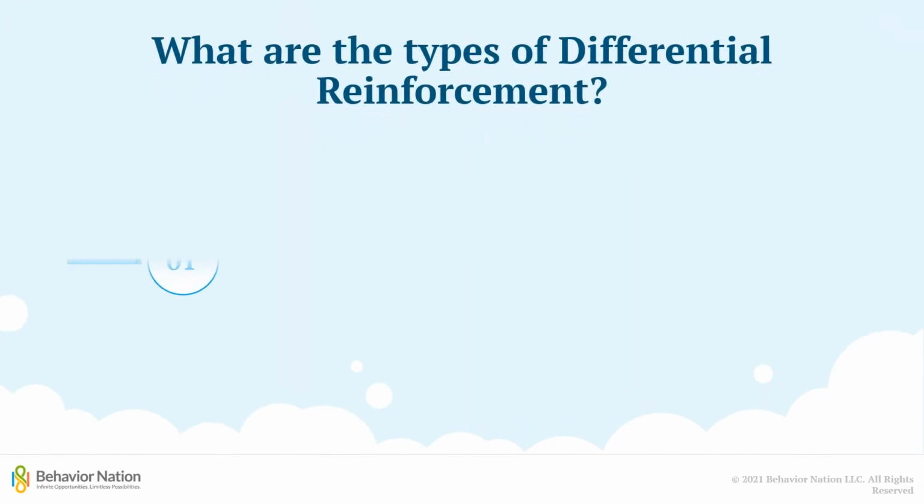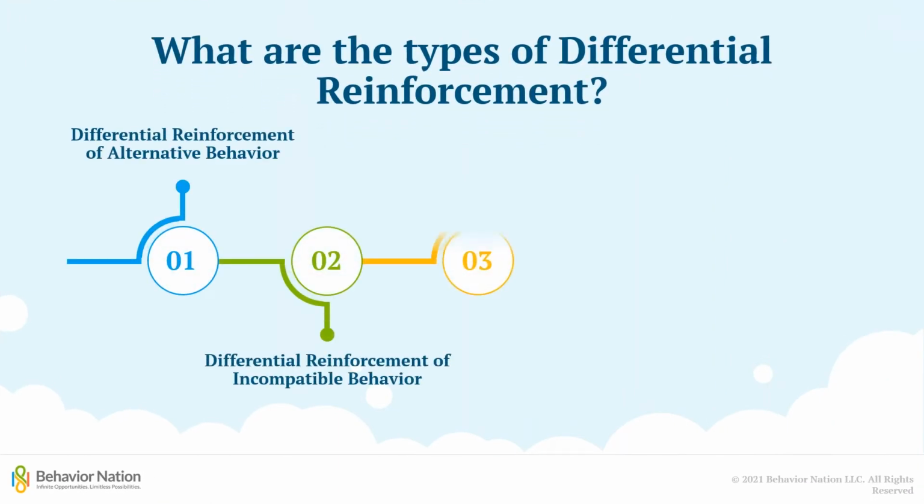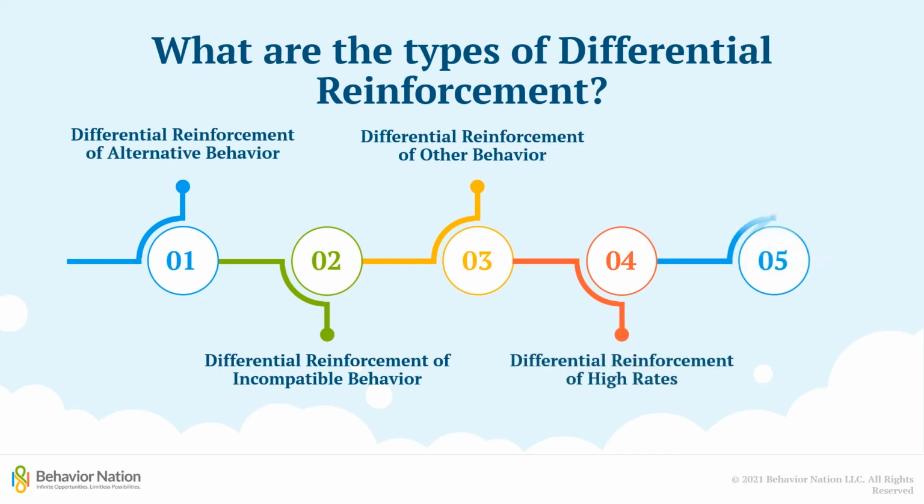What are the types? There are differential reinforcement of alternative behavior, differential reinforcement of incompatible behavior, differential reinforcement of other behavior, differential reinforcement of higher rates and lower rates.